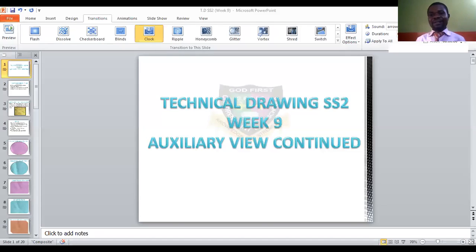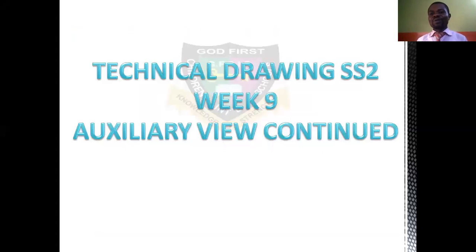In this auxiliary view continued, I've just told you the areas that we want to look at, talking about the prism and pyramid. Sorry, the cylinder and the cone. We are looking at those areas today in the continuation of the auxiliary view. That is talking about the cylinder and the cone, which we want to continue.